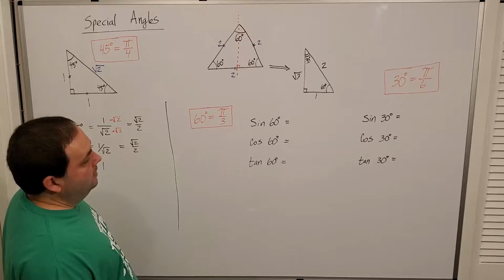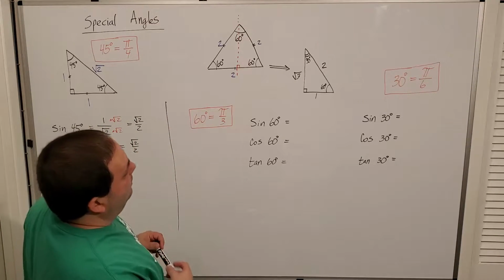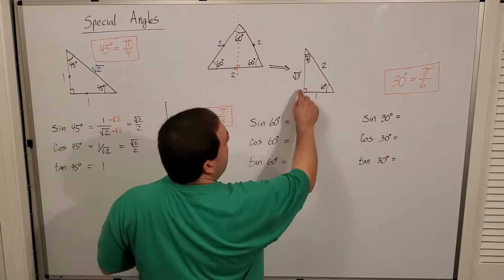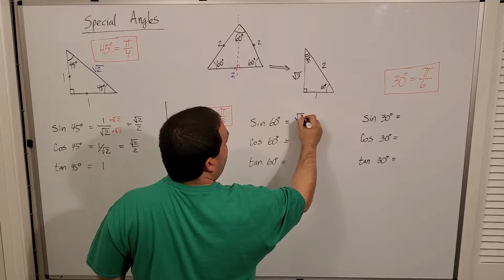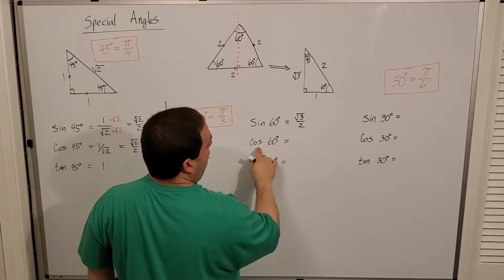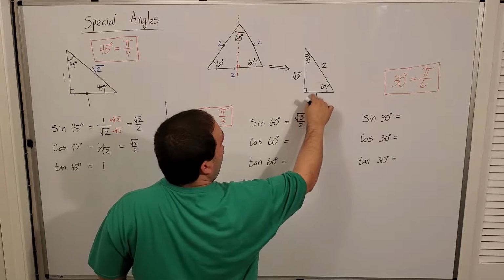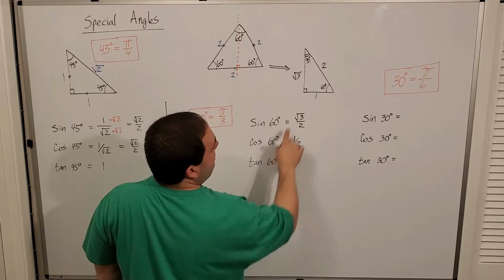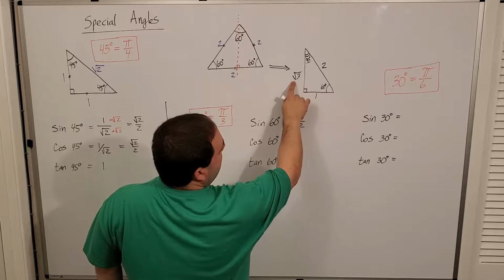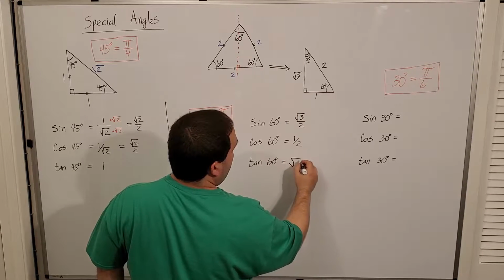All right, so let's go ahead and write these down. The sine of 60 is going to be the opposite over the hypotenuse. That's square root of 3 over 2. Cosine of 60 is 1 over 2. Tangent of 60 is opposite over adjacent, square root of 3 over 1, which is the square root of 3.